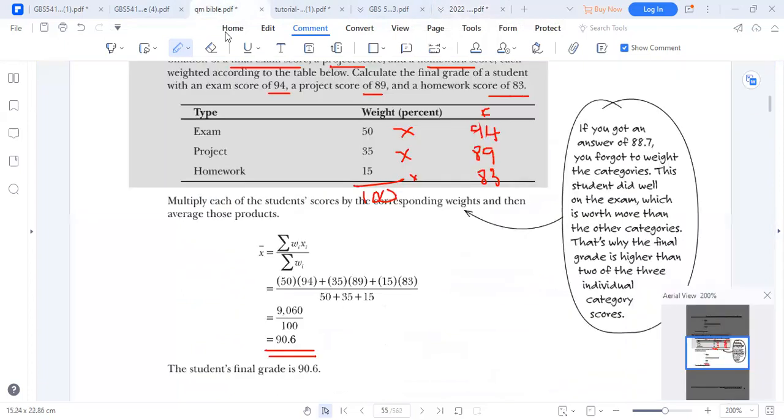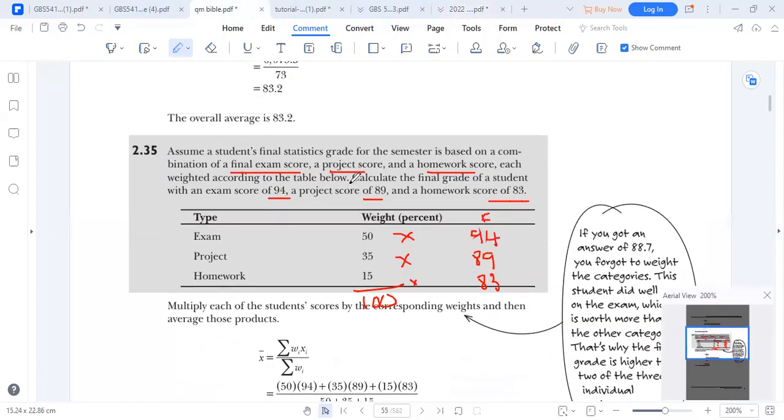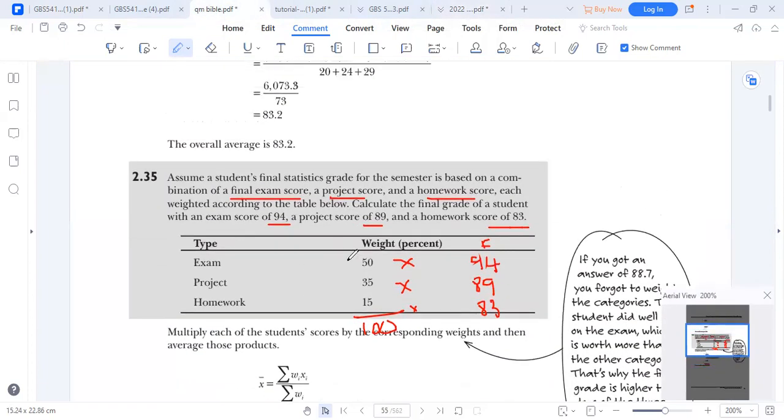So this is what you're supposed to do. I repeat, we're given the weights: exam carries 50%, project carries 35%, and homework carries 15% as a weight. What she actually got in the exam was 94. In the project, she got 89. And the homework she got 83.